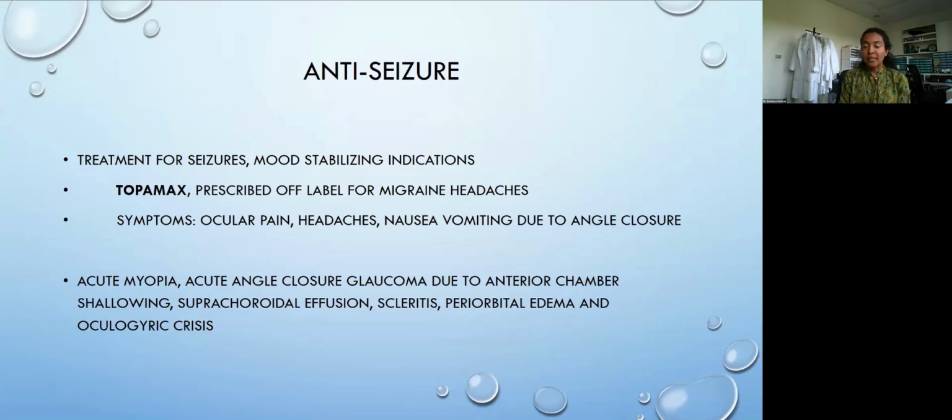And again, these are all because of angle closure. So remember, acute myopia and acute angle closure glaucoma can happen. And this can happen because of anterior chamber shallowing, suprachoroidal effusion, scleritis, periorbital edema, and also ocular gyrate crisis.